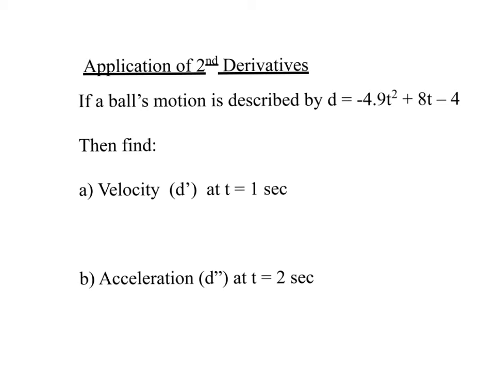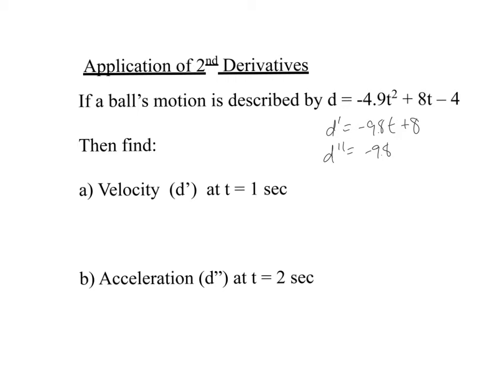So if our original equation, instead of it being just y equals whatever x, if we think of it as distance equals something time, this might make a little bit more sense. So if we do our first derivative of this equation, so let's just do it up here. Our first derivative would be -9.8t plus 8. If we did our second derivative, that would just give us -9.8. So from a physics perspective, this actually means something now.